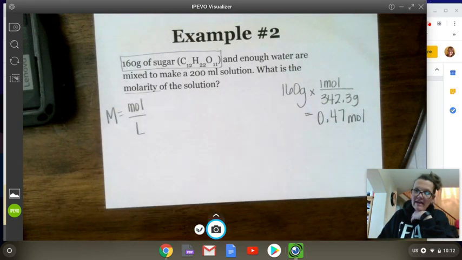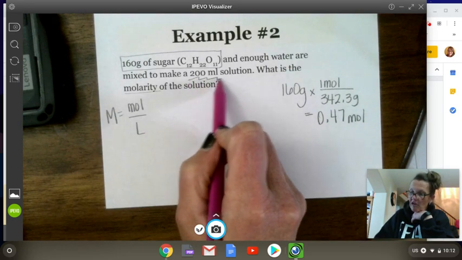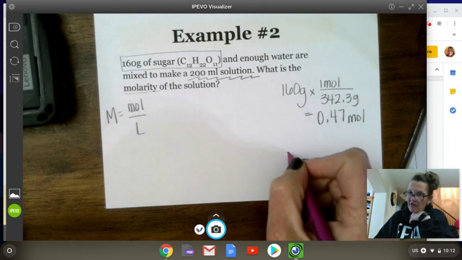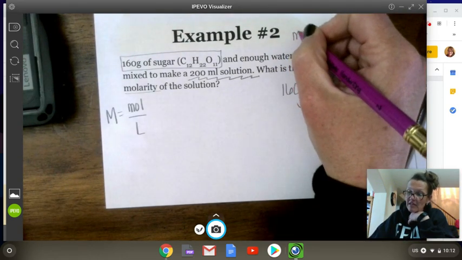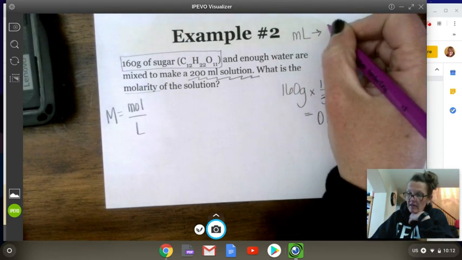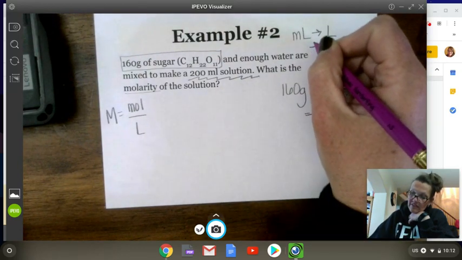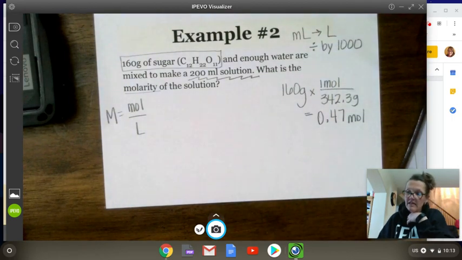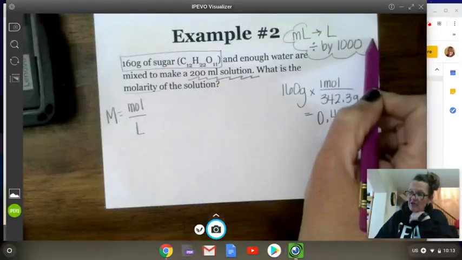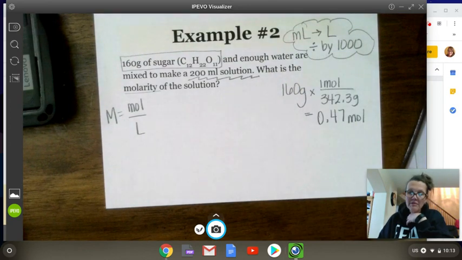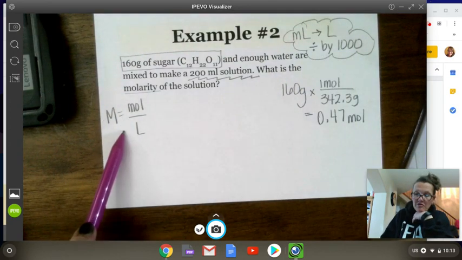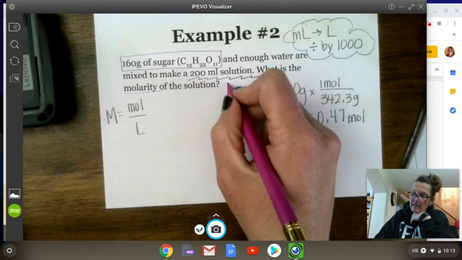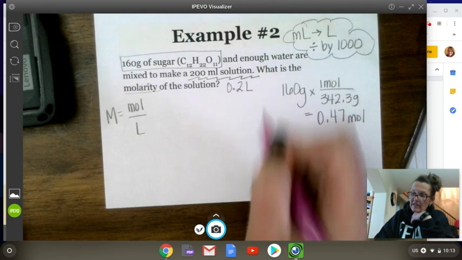Now I know my moles. Next thing I need to know is my liters. Well, again, it doesn't explicitly tell me liters. It gives me milliliters. Do you remember how you convert from milliliters to liters? You're going to divide by 1,000. If you don't remember that, it is something you need to write down or keep somewhere, probably in the same place that you're keeping this equation written out, so that you can easily remember how to do that. So 200 divided by 1,000 would give us 0.2 liters.